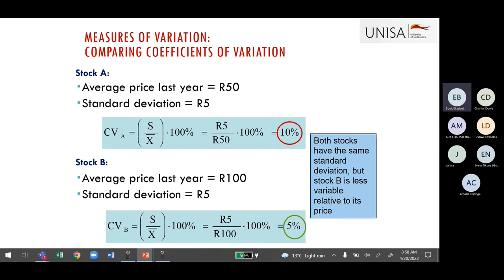But if I'm that person who wants high returns, who plays in the risk category, who likes to take risks, then I will invest in stock A, because it means in some months I might capitalize and make more money, and in some months I might lose more money. But if you are conservative, you will only stick with stock B. Okay, that is measures of variation.